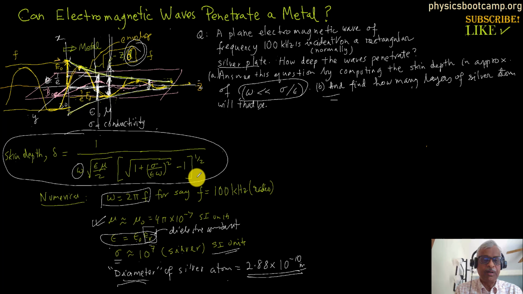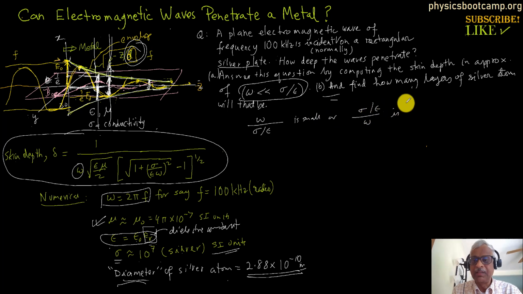So let's see, when we do this, we can make a small number out of this. So omega over sigma over epsilon is a small number, is small, or sigma over epsilon over omega is large. So what does small mean? This is much less than 1. That's what this means, and this means much greater than 1.